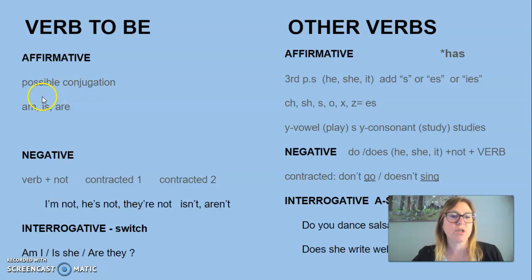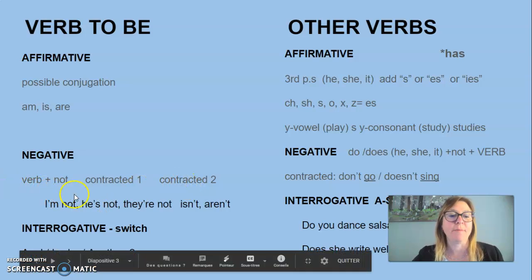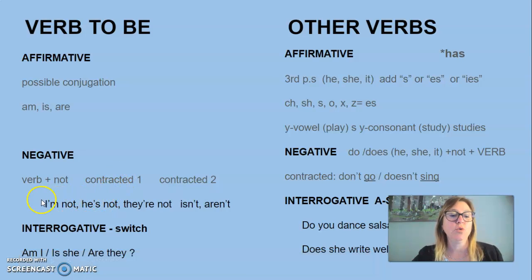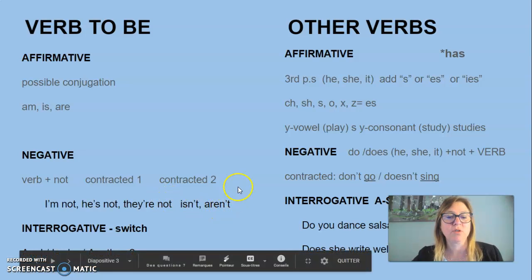So conjugation of the verb, when you use a negative, you simply add not to your verb, and you need to remember that there are two contracted forms possible. So you can say I am not or I'm not. You can say you are not or you're not or you aren't. Okay, so two different forms.